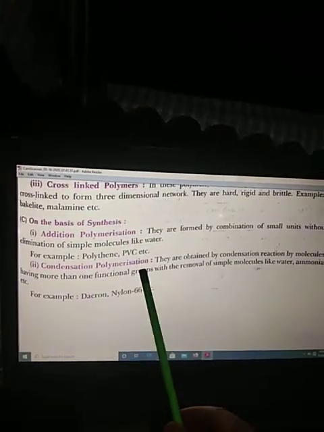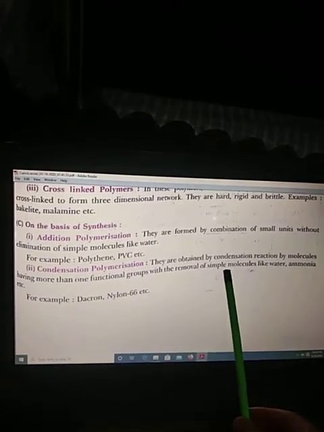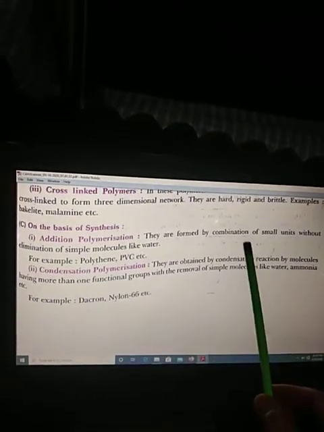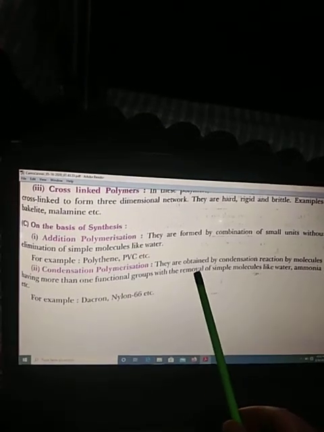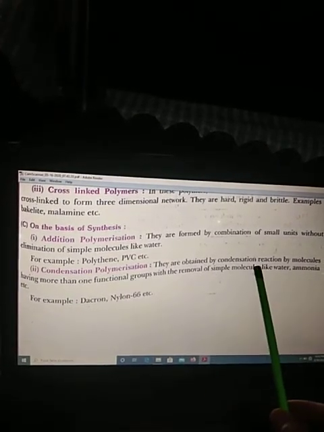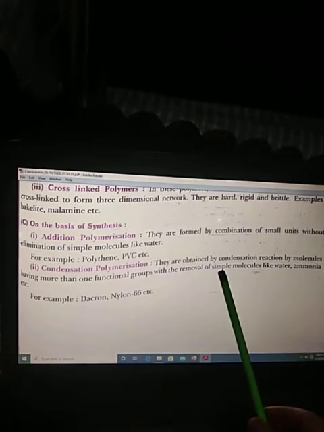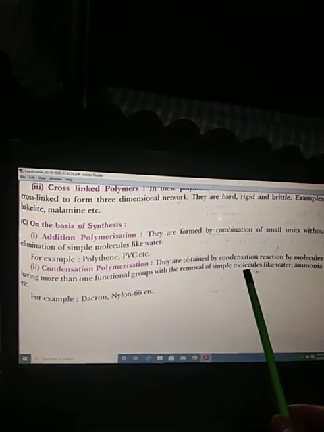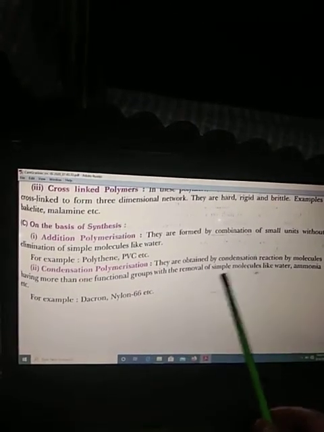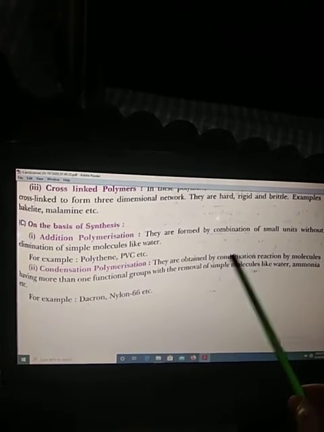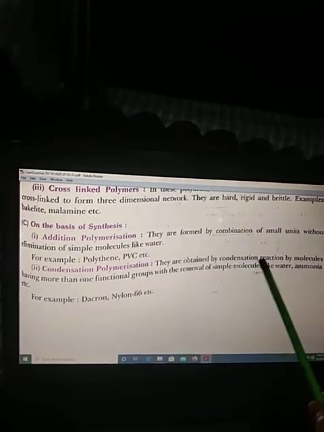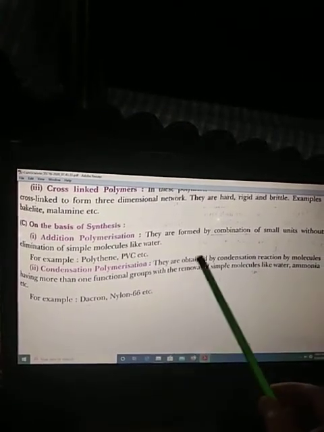Condensation polymers are obtained by reacting molecules having more than one functional group, with the removal of simple molecules like water and ammonia. So molecules of water and ammonia might be removed. That means it will condense. It will undergo a condensation process. Such kind of polymers we call condensation polymers, and the process we call condensation. Examples are Dacron and nylon 6,6.